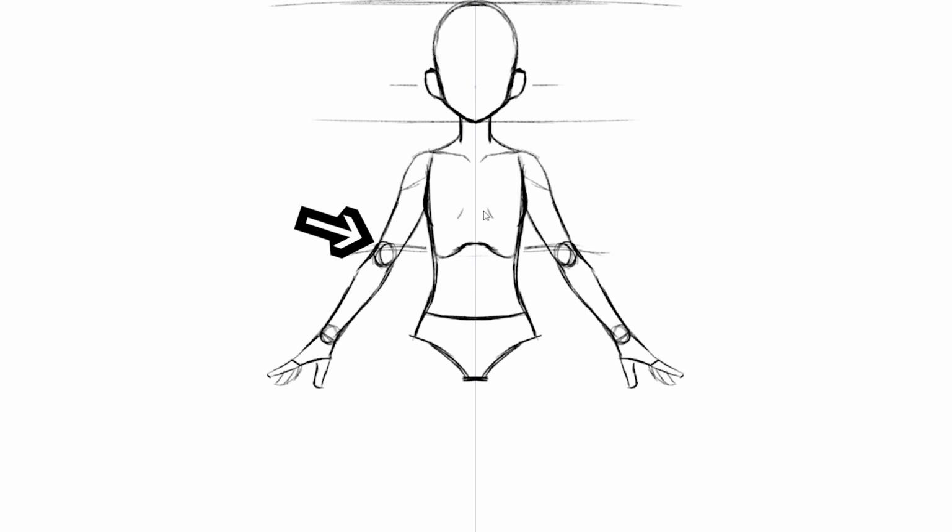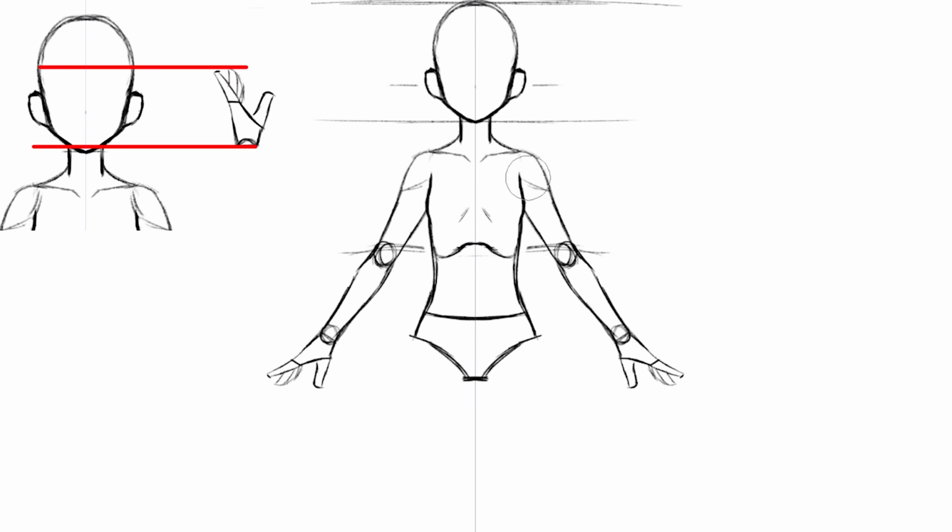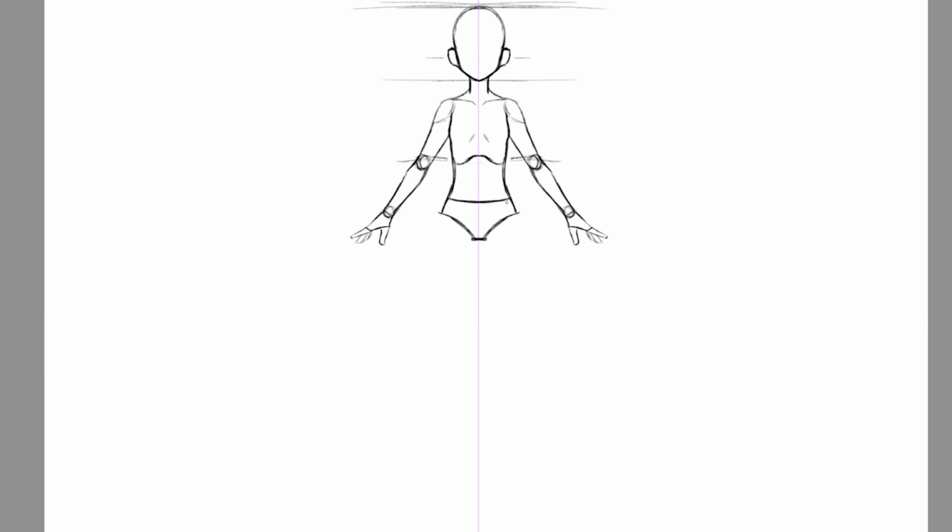The elbows go at about the halfway point, and for the hands I often try to make them about the same length as the face. Once you have the proportions for your upper body figured out, it's pretty easy to figure out the lower body. The standard measurement I use is the legs are the same length as the upper body. This is the torso plus the head.